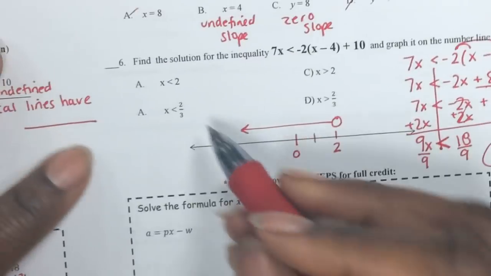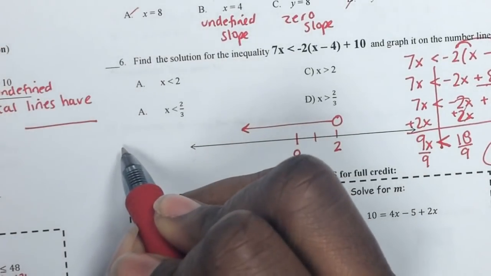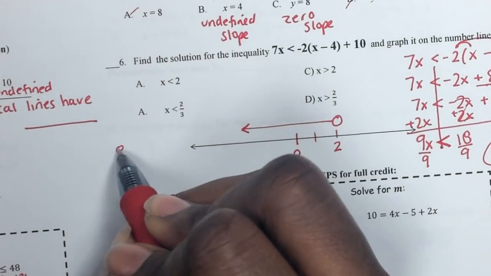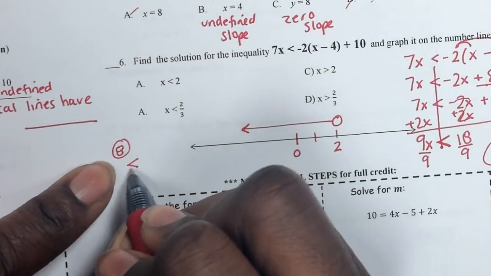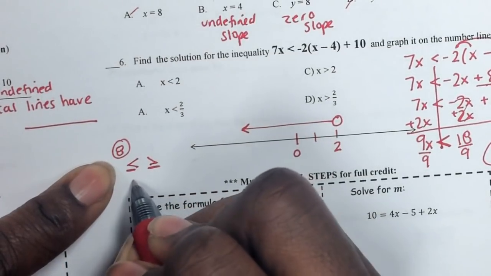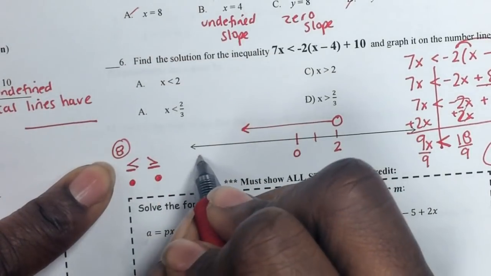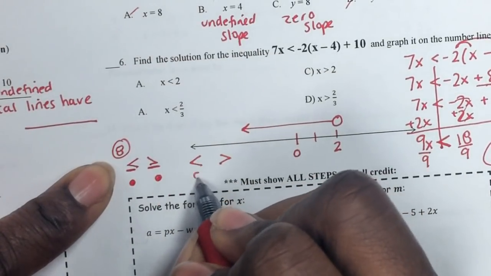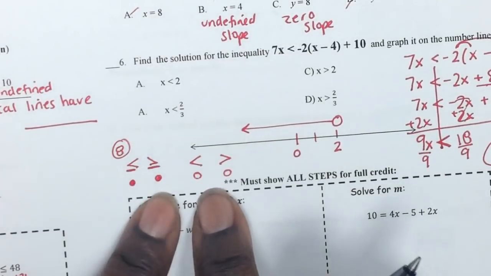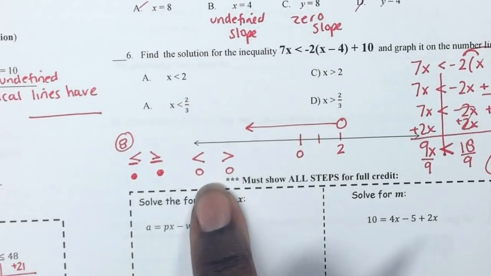For your notes, make sure you write something like this. This will be the 8th thing you're going to write for your notes. If you see something like this or this, you need to use a closed circle. If you see something like this or this, you use an open circle. Okay, so this is something else you should have in your notes so you can get the extra credit.